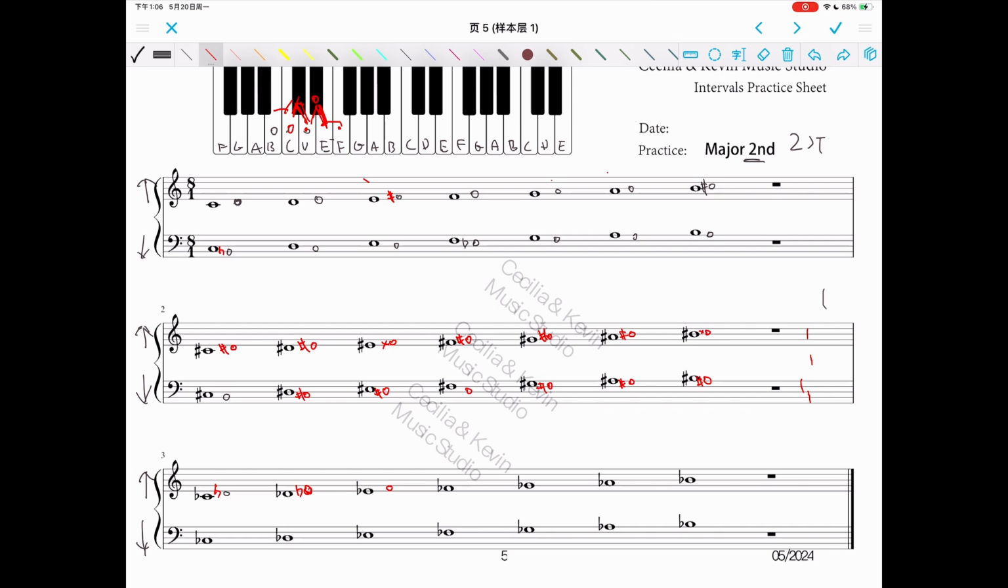Next, we have a fa, but the fa is flat. So in reality, it's over here. We write a so here. Mi to so. That's 1, 2, 3 semitones. That's too much. So we bring the so down a semitone.